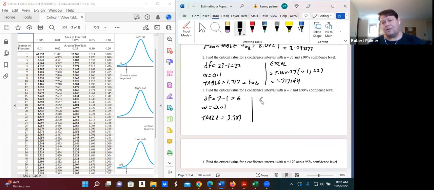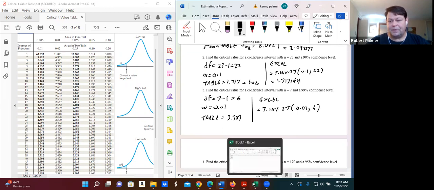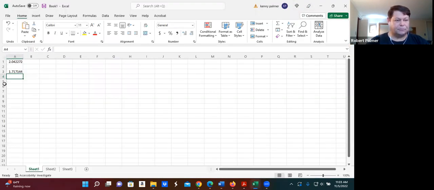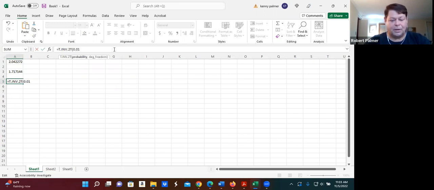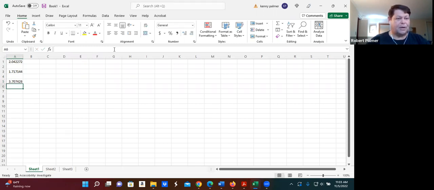And once again, let's do it from Excel. That's going to be T.INV.2T, for 0.01 alpha, and 6. Let's go back to Excel and do that. Make sure you type equals first, then just start typing, and you'll be able to find it. Double click on the formula. The probability is going to be 0.01, and then we have 6 degrees of freedom. And yeah, we have the same thing: 3.707428.